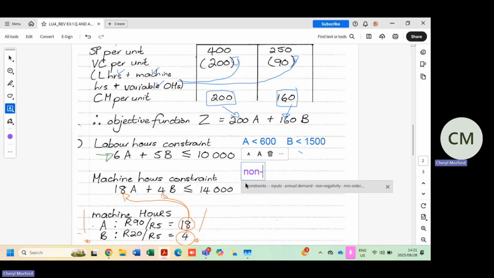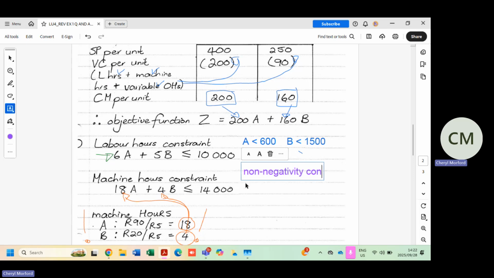The non-negativity constraints. Oh, what did we do there? Sorry. That's even worse. Sorry, we're getting there. I'm just getting a bit tired.